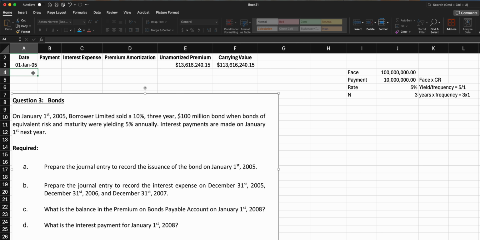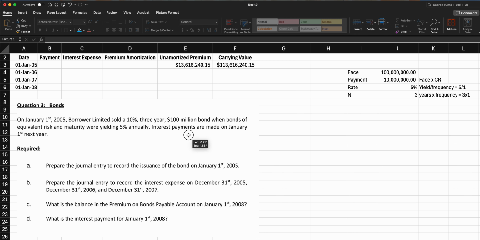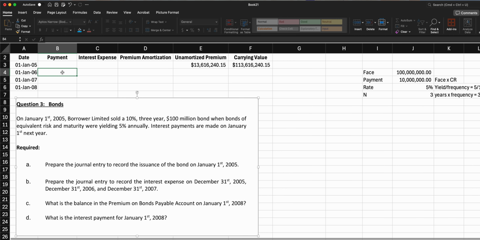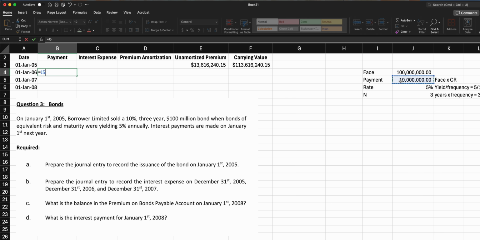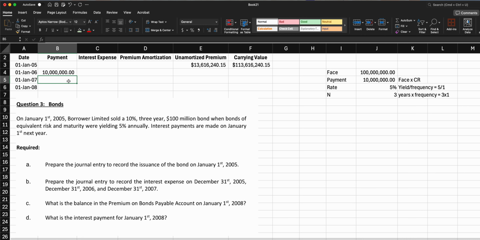Okay. So now the coupons are paid every year. So every year on January 1st, so January 1st, 2006, January 1st, 2007, January 1st, 2008. I'm going to stop here because that's how far the question goes. But every year on that date, we're going to make our payment. And we know our payment is what? Our payment is 10 million. Okay. So we're going to have 10 million on each of these dates as a payment. So let's fill that in. Good.